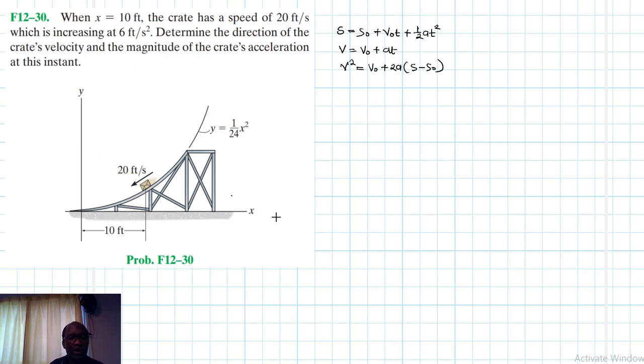So we need to calculate that, and then we need to find the magnitude of the crate's acceleration. And what are we missing here? Rho. We don't have rho. So we need to calculate rho from the equation for the radius of curvature.